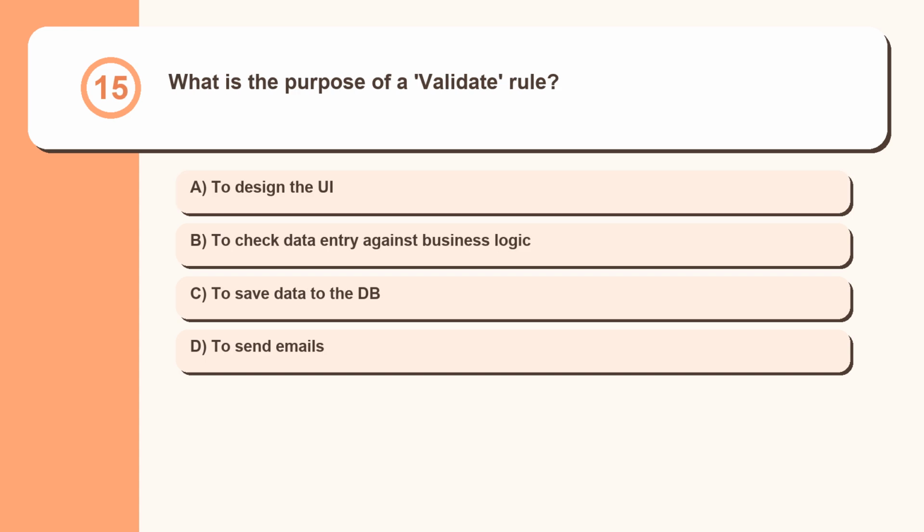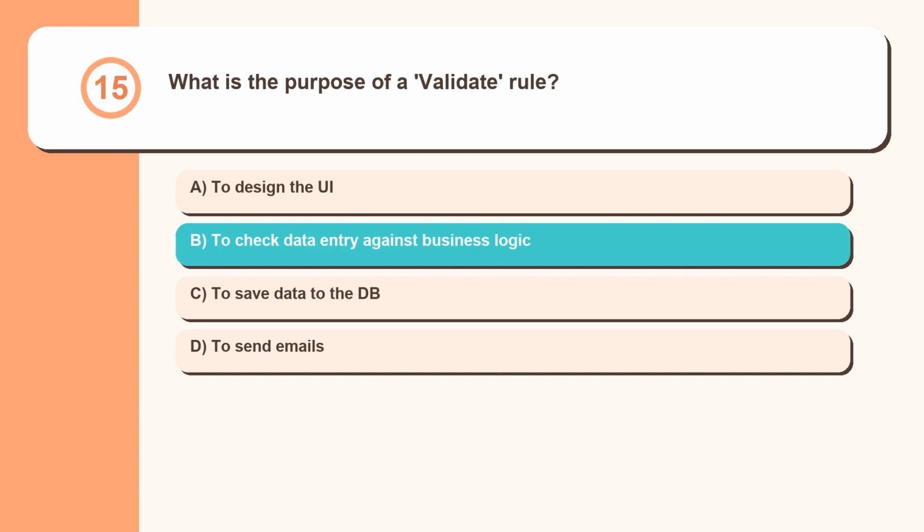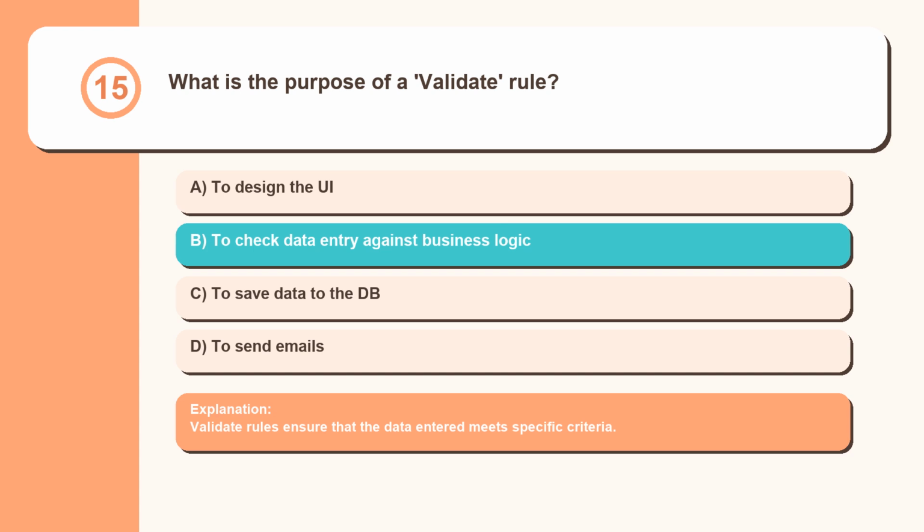Question 15. What is the purpose of a validate rule? To design the UI, to check data entry against business logic, to save data to the DB, to send emails. Validate rules ensure that the data entered meets specific criteria.